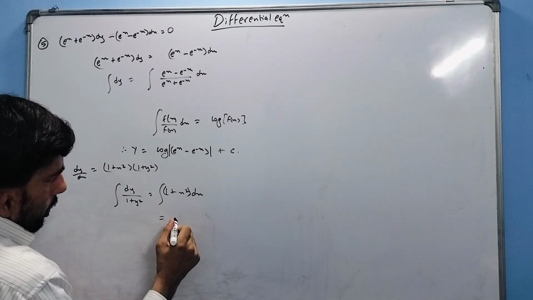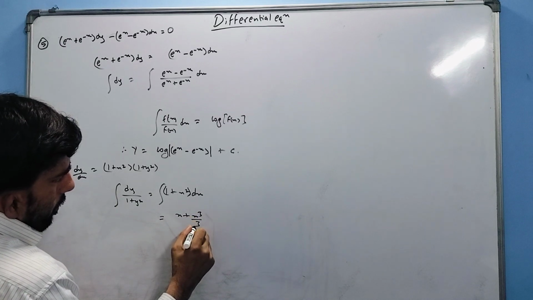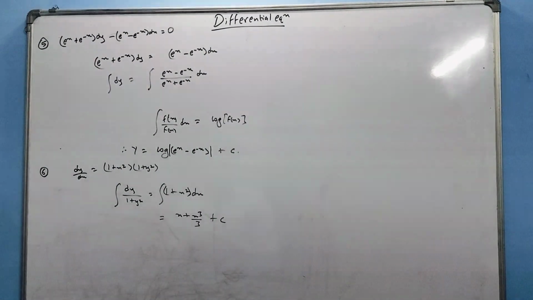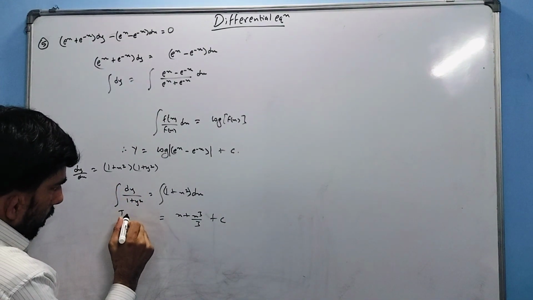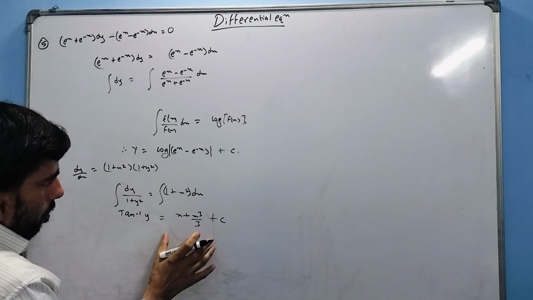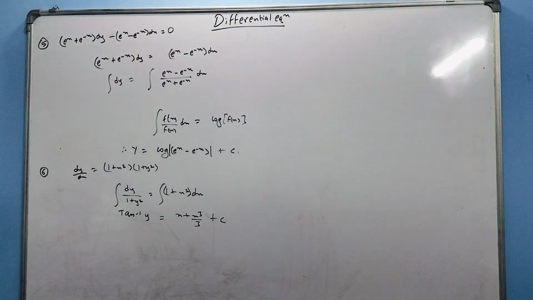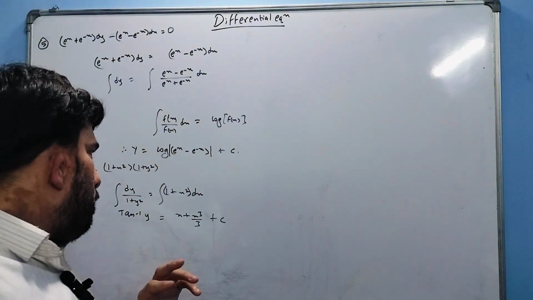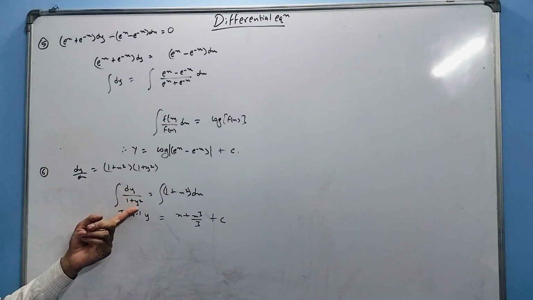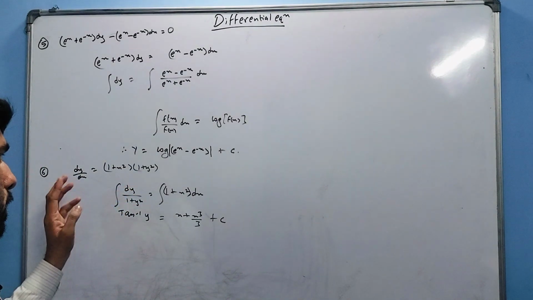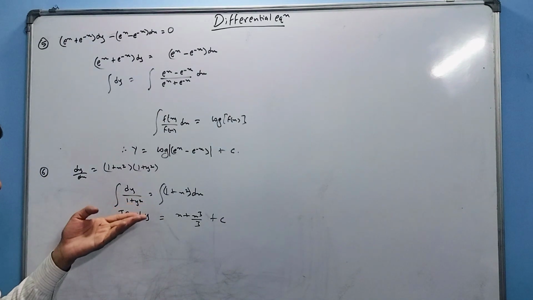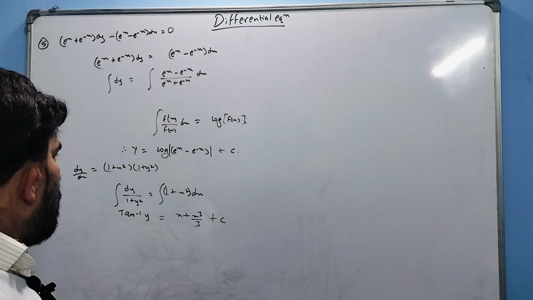We can integrate like this: x + x³/3 + c. Now using the formula, I will write tan inverse y = x + x³/3 + c. So this is the required solution for the given differential equation. We know the formula for that: the integral of dy/(x² + a²) is tan inverse (x/a). So x is y and a is 1, and we'll have this solution.